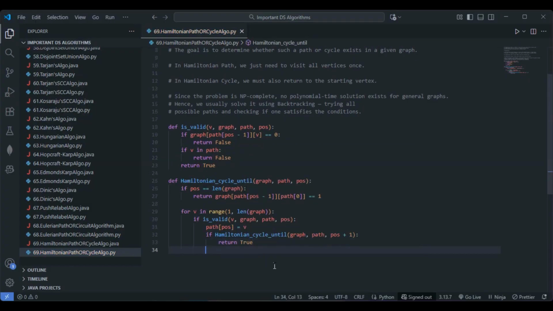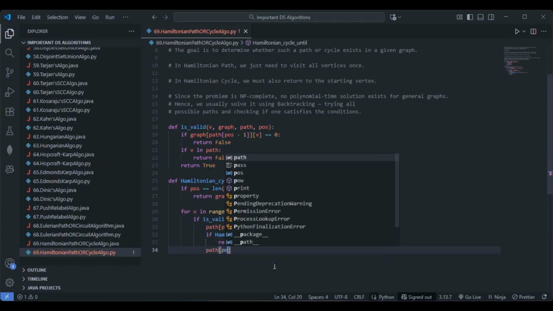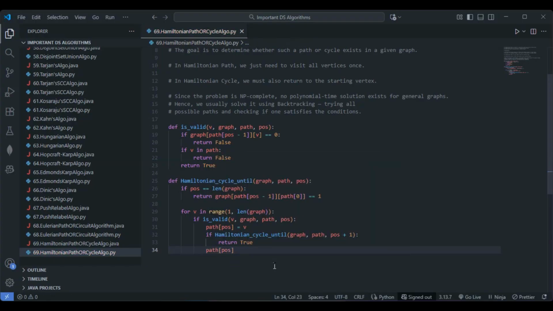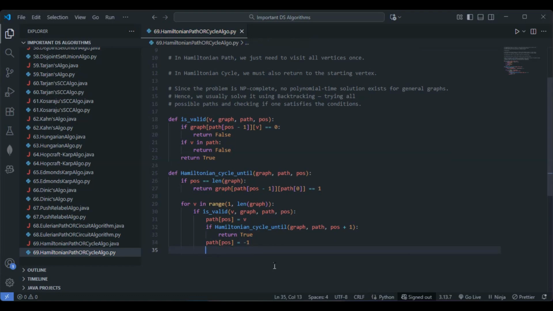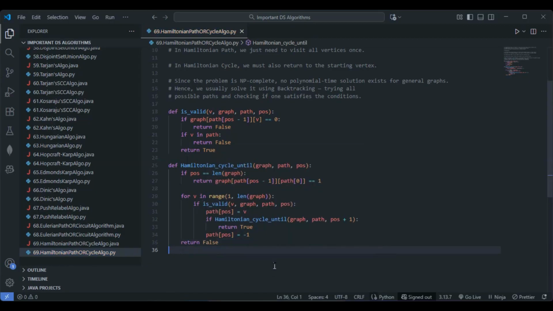So this is fine. The next step is we have to backtrack if adding the vertex v doesn't lead to the solution. So I'll just go with path of position. Let me assign this one to the -1. Else, let's return false here. So I'll just go with return false. Yeah, we are done with the coding part.